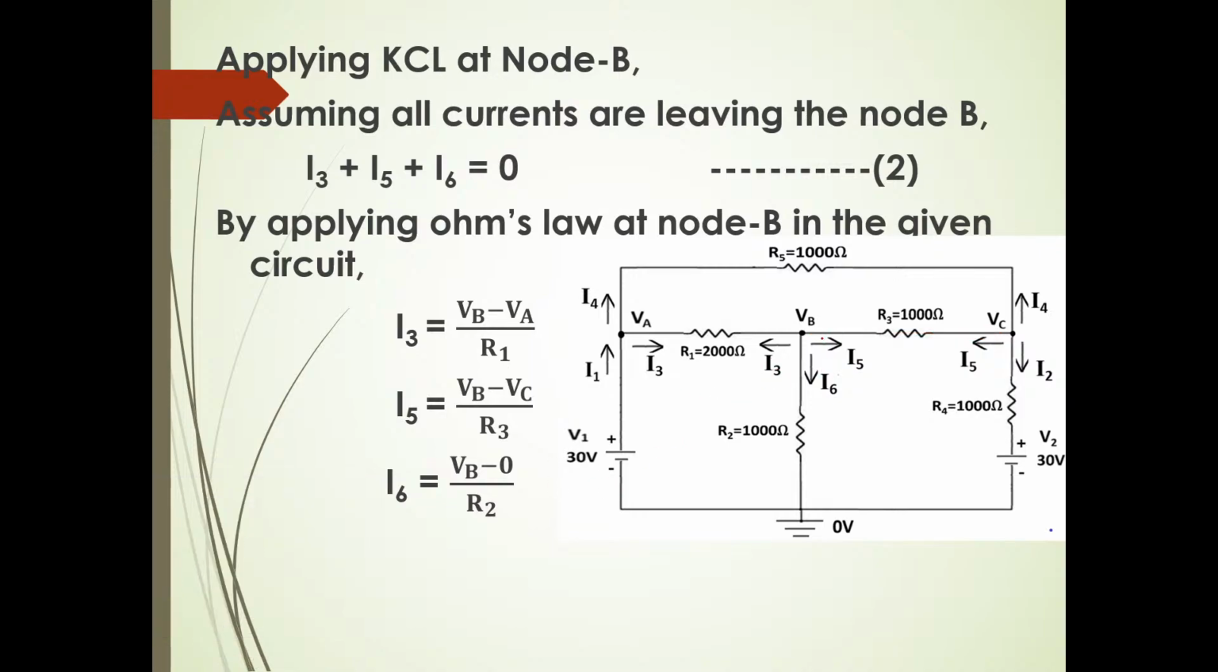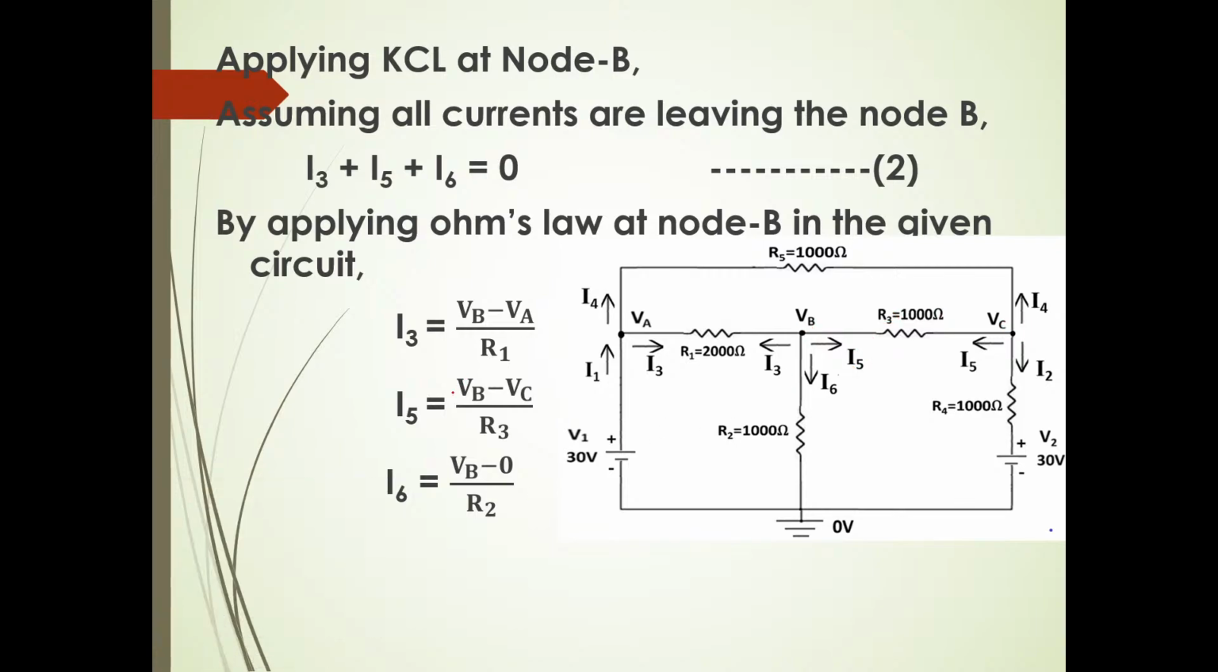So I5 current, let us see. I5 current is traveling through which resistor? R3 resistor. So what is the voltage across R3 resistor? This is the terminal voltage of R3, isn't it? The two terminals of R3 are VB and VC. So the difference of terminal voltage divided by R3 will give us the I5 current. So I5 is equal to what? It is traveling from VB to VC. Therefore VB minus VC by R3.